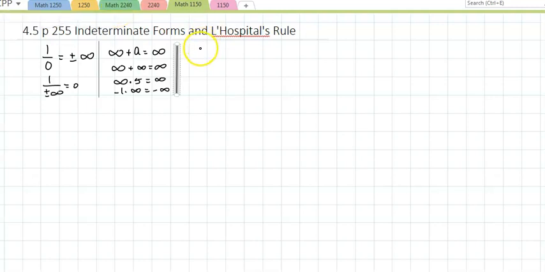Now, the cases in which we have to investigate more: infinity minus infinity, that depends. Infinity times 0, that depends. Infinity divided by infinity, that depends. And 0 over 0, that depends.